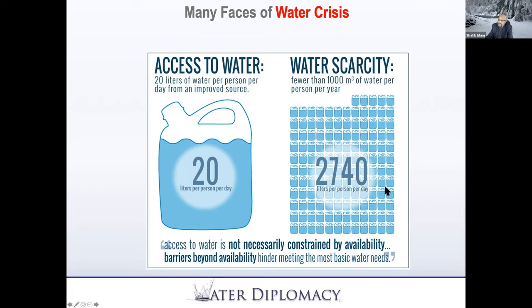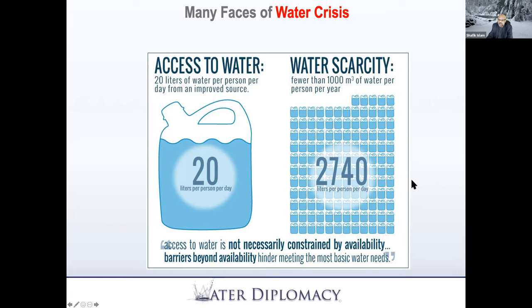On the other hand, when they talk about water scarcity, they have a different definition. What is this? This is fewer than 1,000 cubic meters of water per person per year. So if you're in the US, you have more than 1,000 cubic meters of water per person per year, you are not water scarce. So Boston, for example, is not water scarce. But Nevada is. But as a whole, the US is not. That translates to 2,740 liters per person per day.